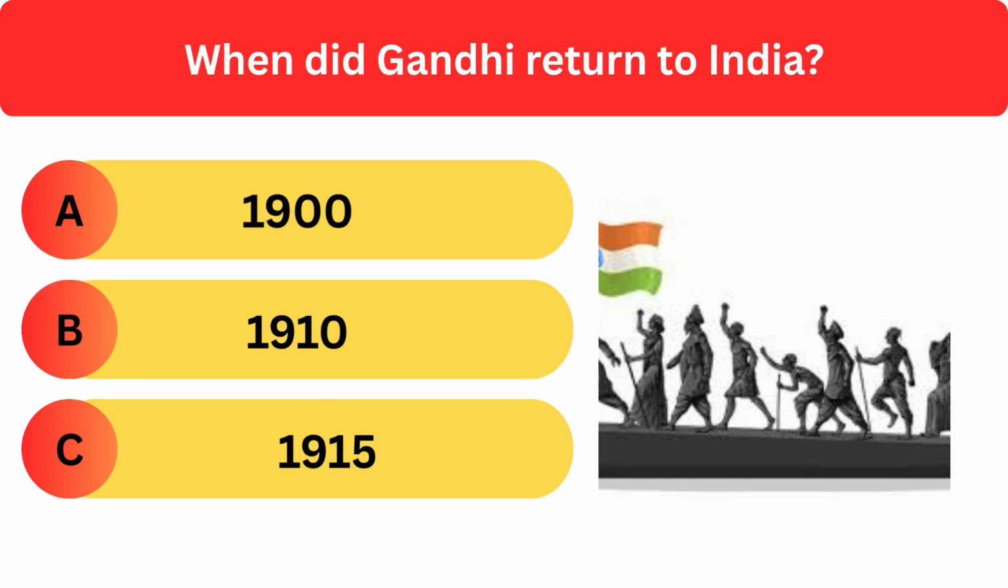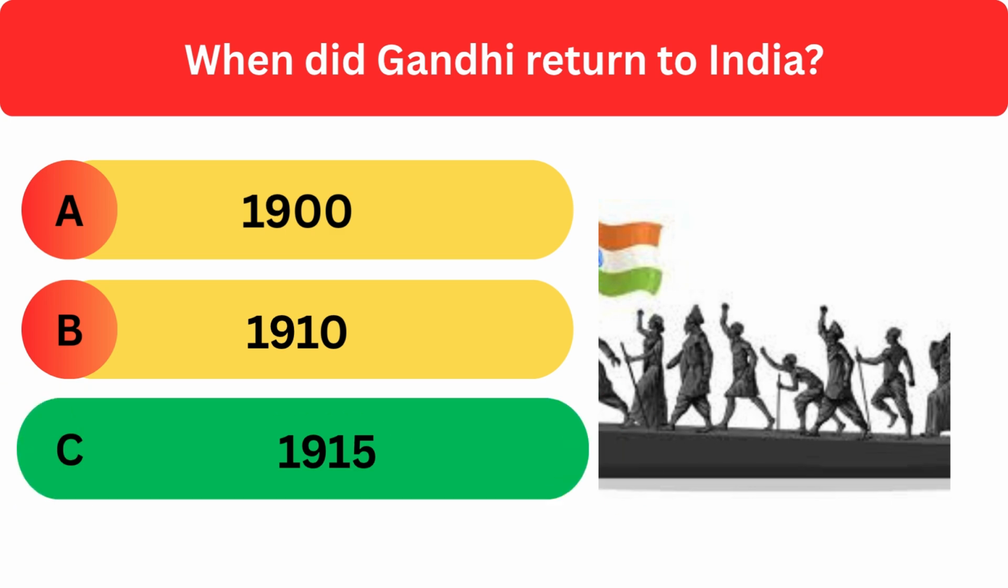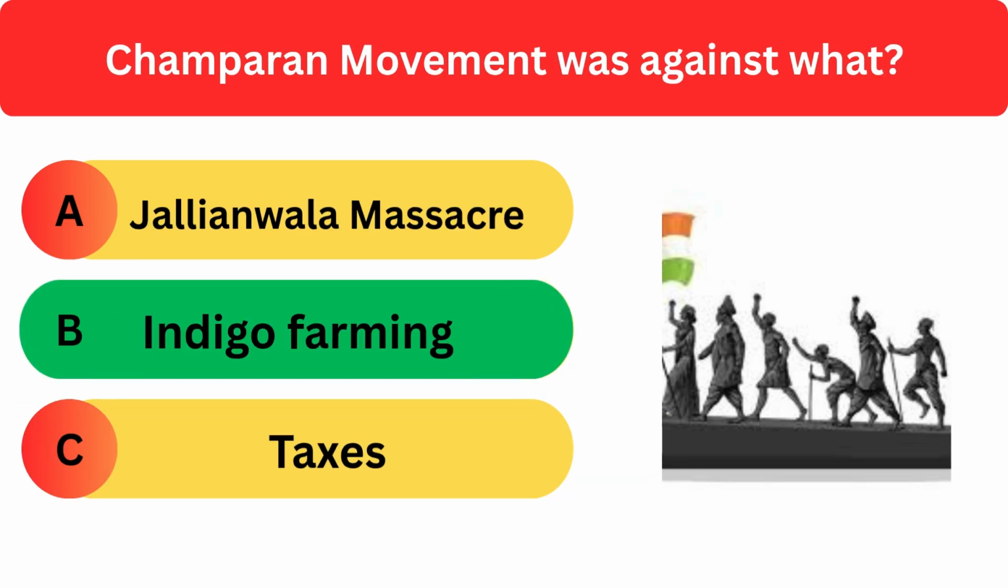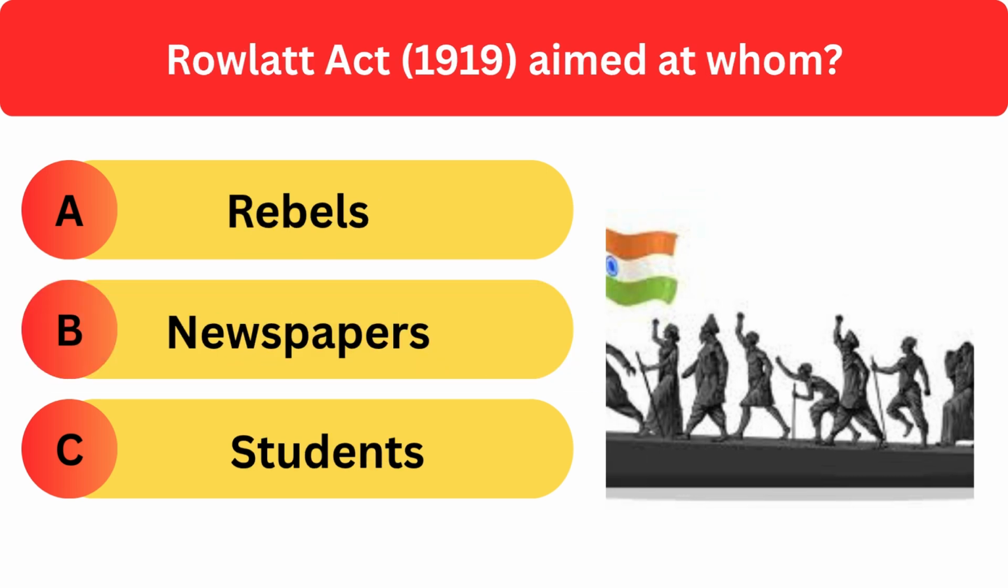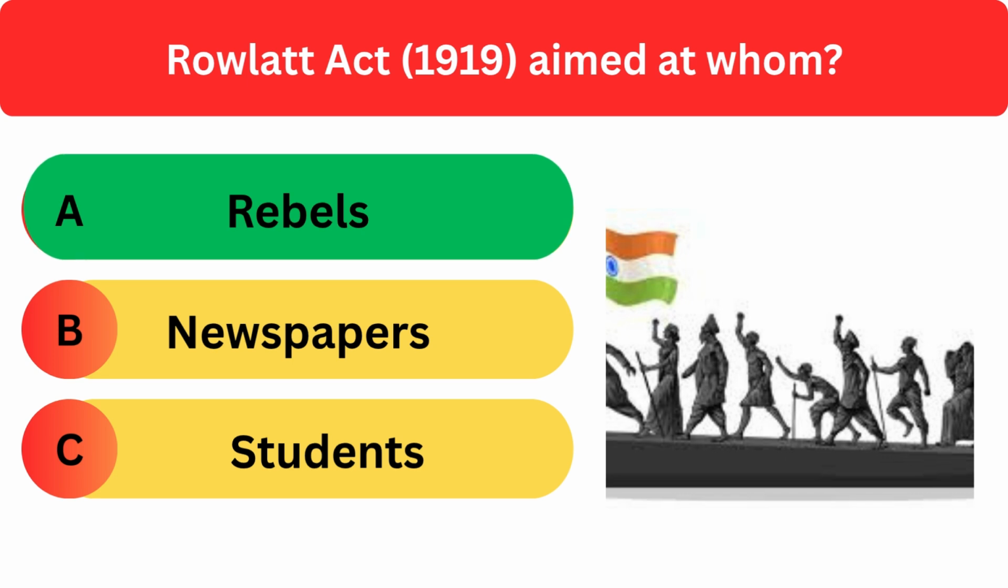When did Gandhi return to India? 1900, 1910, 1915. Correct answer is 1915. Champaran movement was against what? Jallianwala massacre, indigo farming, taxes. Correct answer is indigo farming. Rowlatt Act, 1919, aimed at whom? Rebels, newspapers, students. Correct answer is rebels.